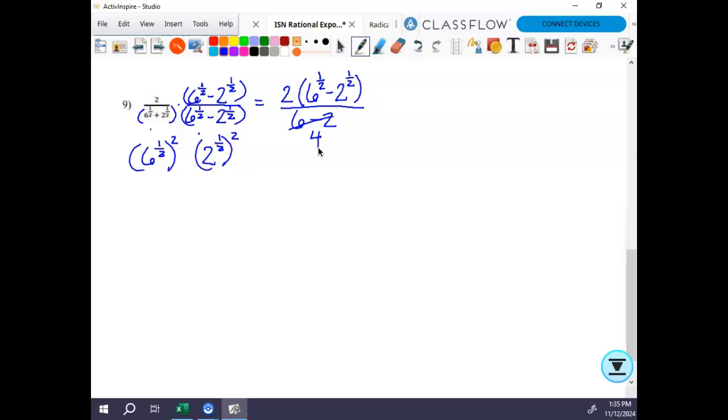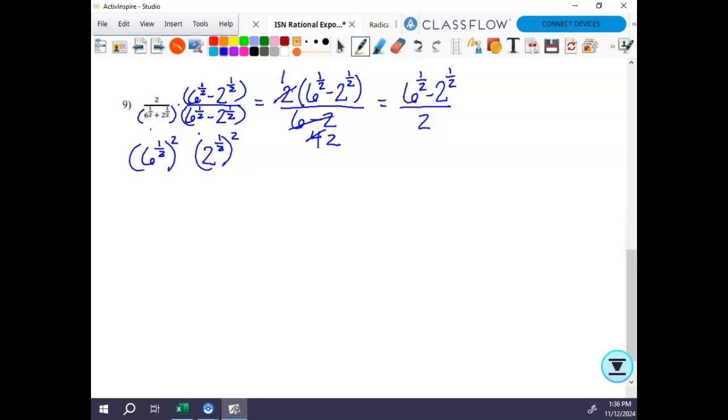Now, I cannot reduce this 4 with this 2 because that makes no sense. There is subtraction there, but this is multiplication. Basically, that guy's factored out. So he can reduce with this, and we end up with 6 to the 1/2 power minus 2 to the 1/2 power over 2.